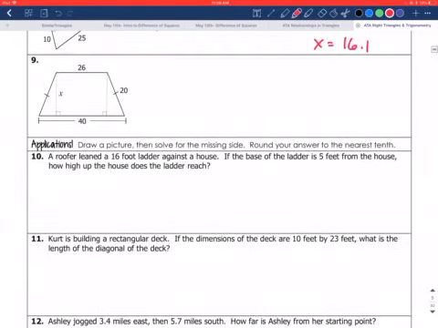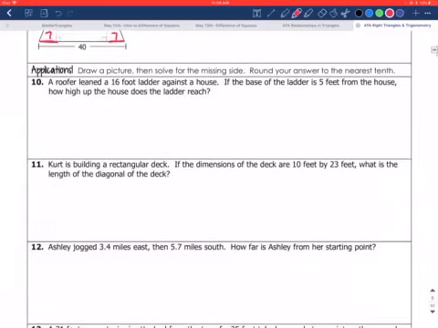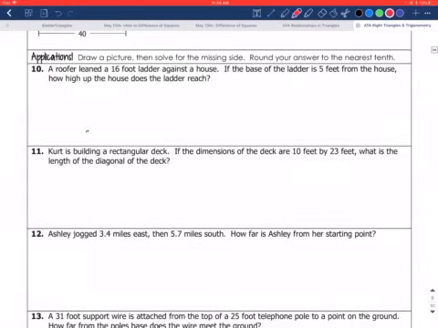All right, continuing on to the word problems. It's pretty much the same thing there for 9. To find this distance right here, just subtract 40 from 26 and then half it, right? So that will be 7 each. Hopefully that'll help you guys out.